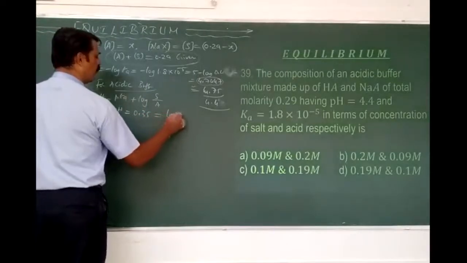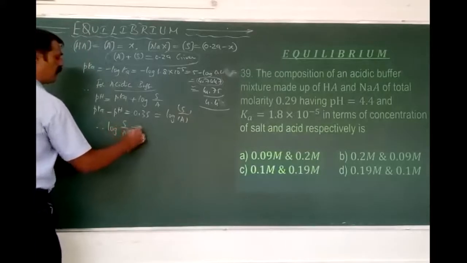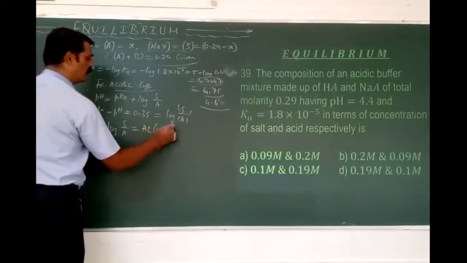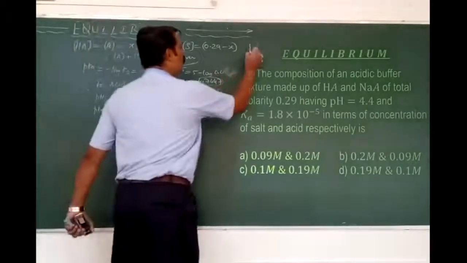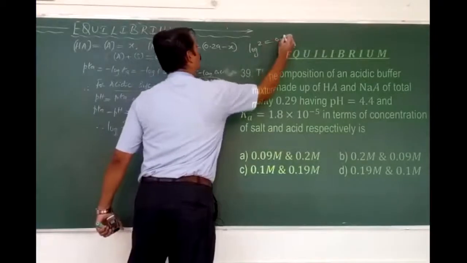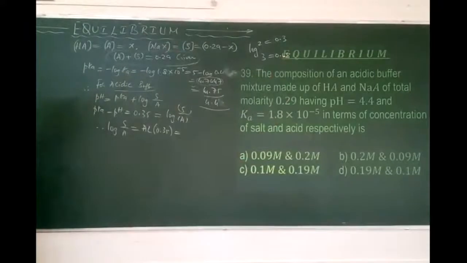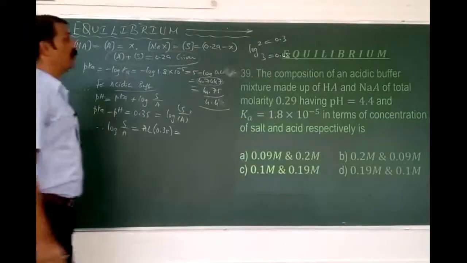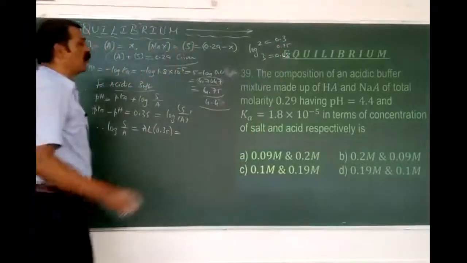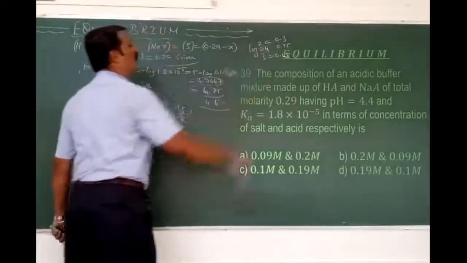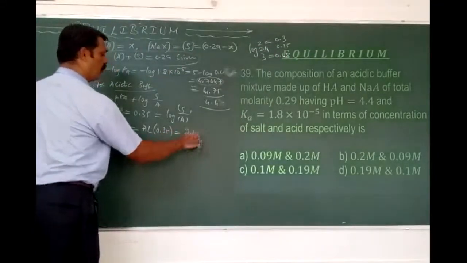0.35 is equal to log of salt by acid. Therefore, log salt by acid is 0.35, so we need the anti-log of 0.35. How to get the value of the anti-log? First, we know that log 2 is 0.3 and log 3 is 0.48. We need the anti-log of 0.35, which is somewhere in between, around log 2.4 or 2.3, whichever is nearest.